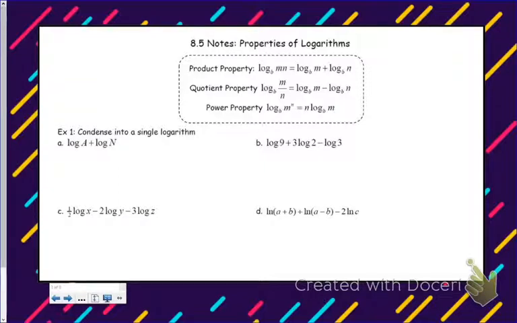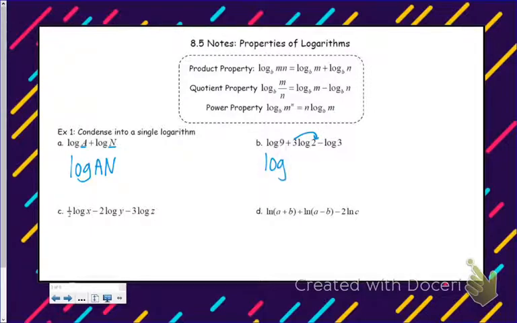I think these are a little bit simpler than expanding. So your goal here is we're just going to write the word log one time, and then we're going to deal with our arguments. If I'm adding logs, then I can multiply the arguments. So log a plus log n becomes the log of a times n. If you want to put parentheses around it so you know that that's the argument, that's okay. But again, a n now multiplied is my argument.